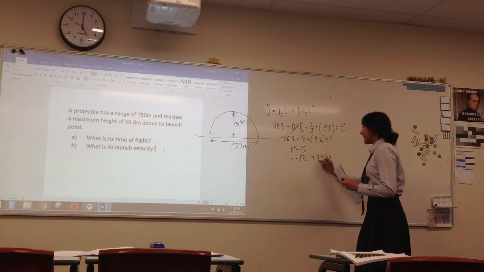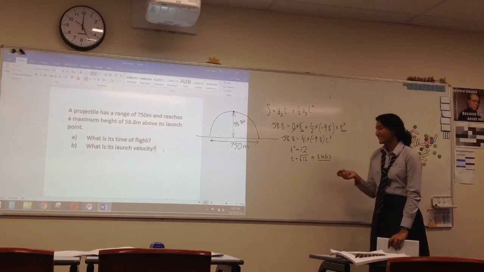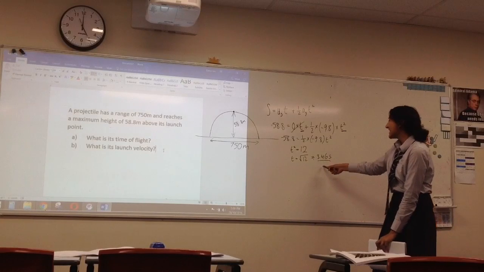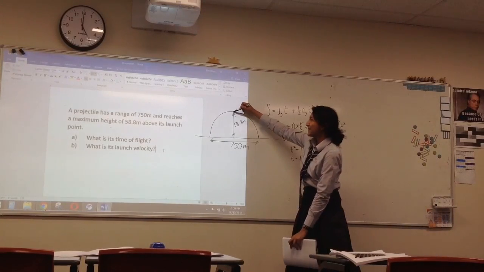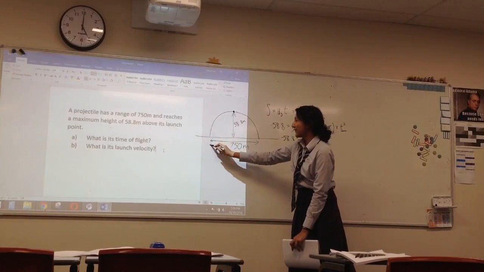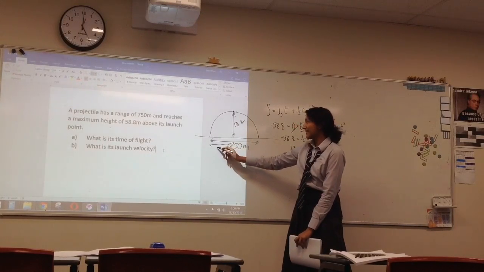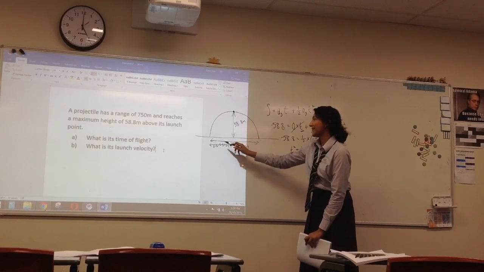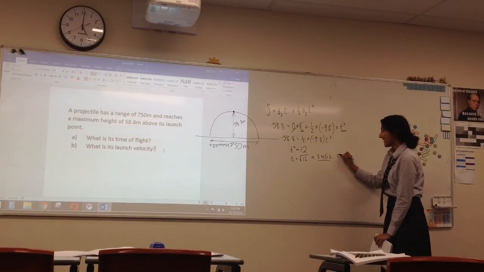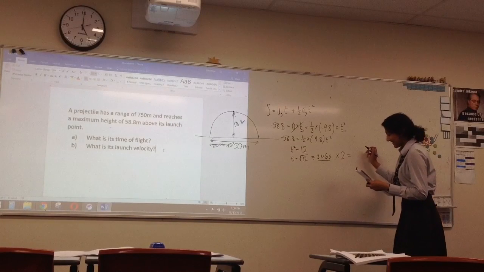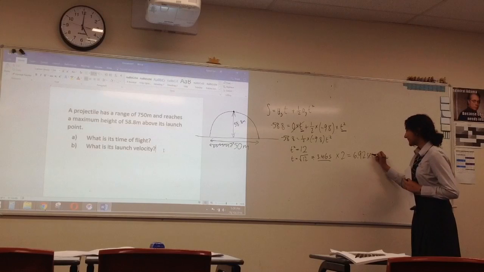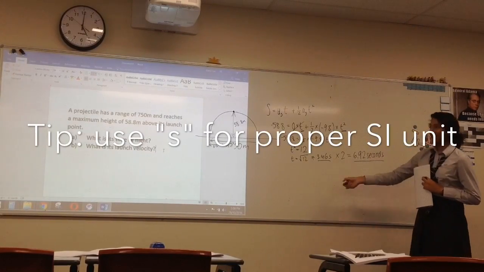3.46. However, this is a common mistake. That's actually the time it takes to reach the maximum point. So 3.46 seconds is this time here. However, because this is symmetrical, we have to times it by 2 to figure out the entire time, which becomes 6.92 seconds. So that's part A.